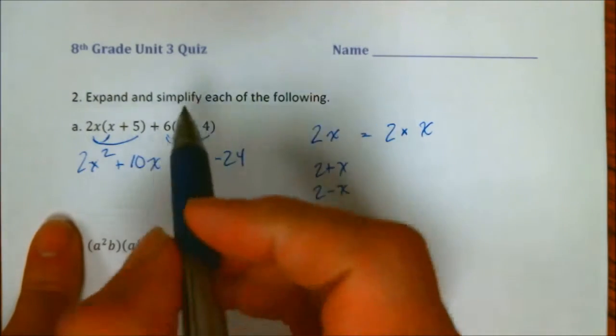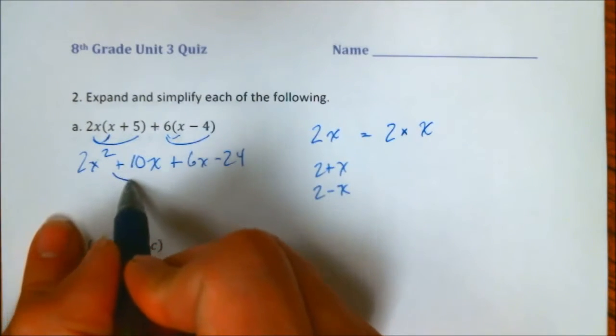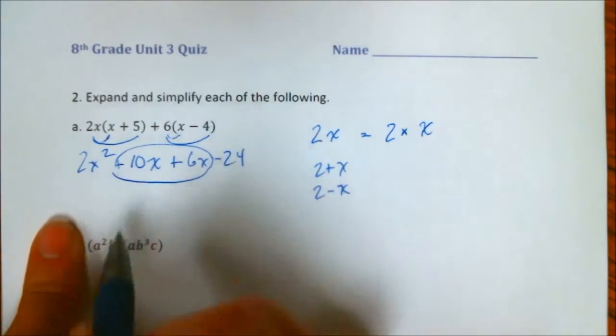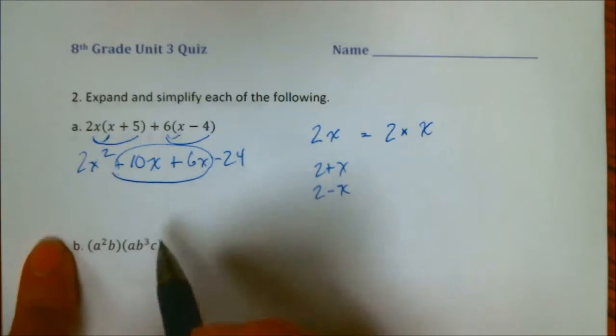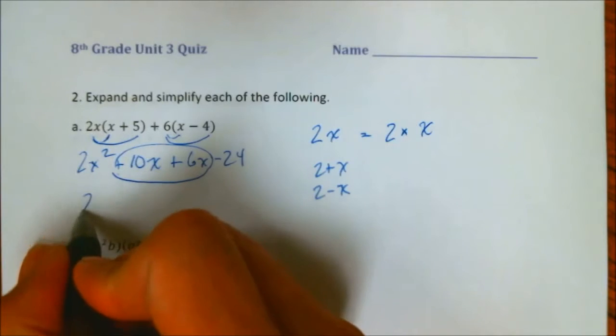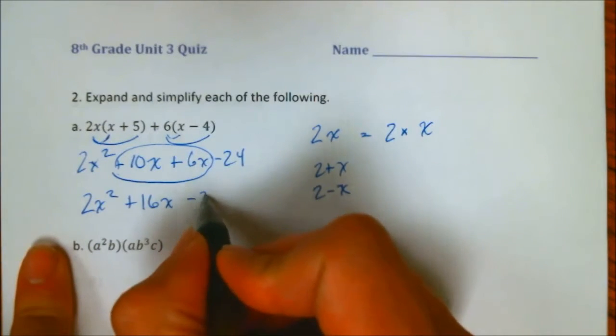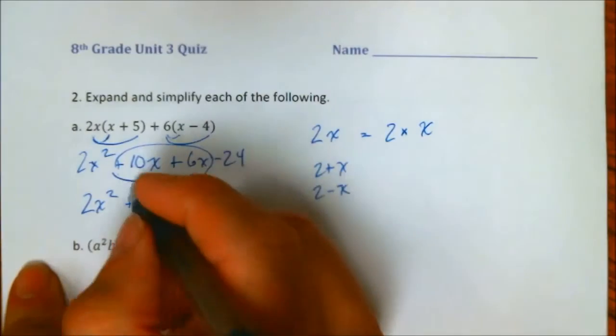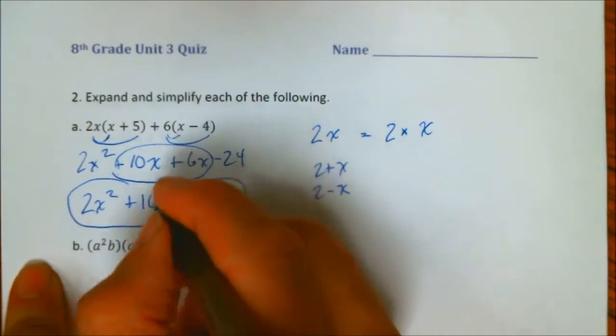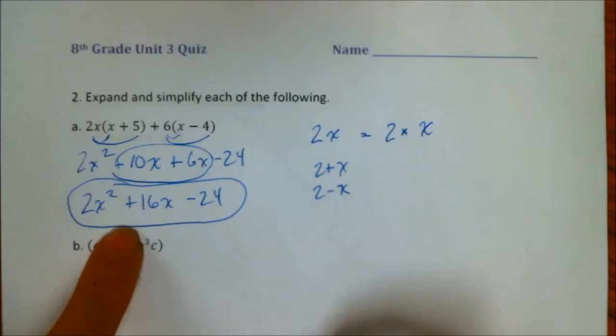Now, some of you guys left this just like this. You didn't notice that we have two like terms here. 10x's and 6x's make 16x's. So we can write 2x squared plus 16x minus 24. That is our expanded and then simplified expression.